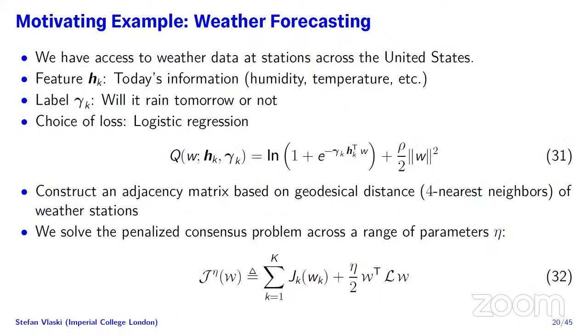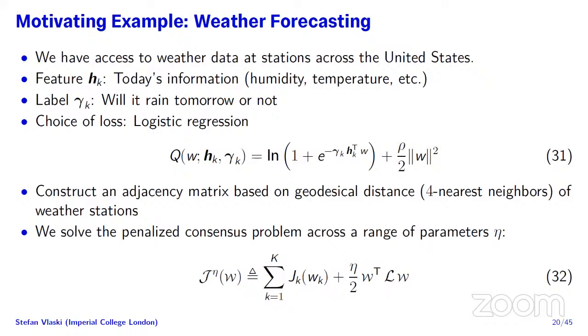So just to motivate the setting, we're going to start with a real data example. Let's say we're trying to do weather forecasting, okay? So we have weather data from stations across the United States, where we can collect in a feature vector today's information about things like humidity or temperature, and then the label gamma is going to represent whether it will rain tomorrow or not. Because this is a binary classification problem, it doesn't really make sense to do least squares, but we can instead do logistic regression. Okay, so this gives us the logistic regression loss.